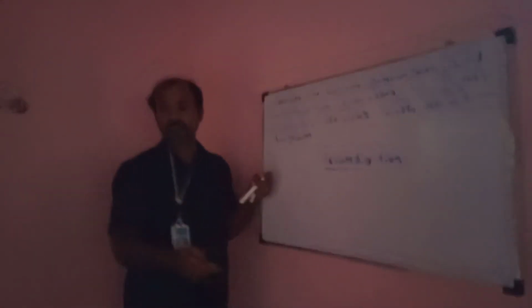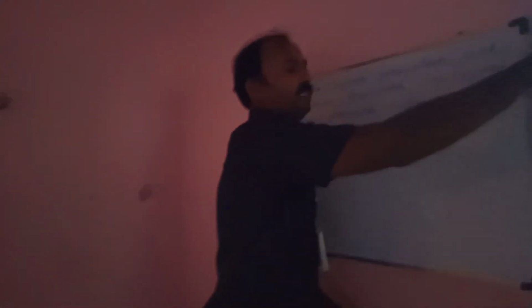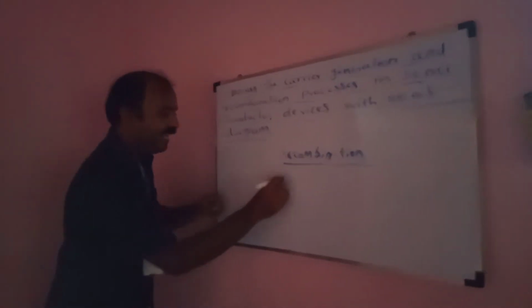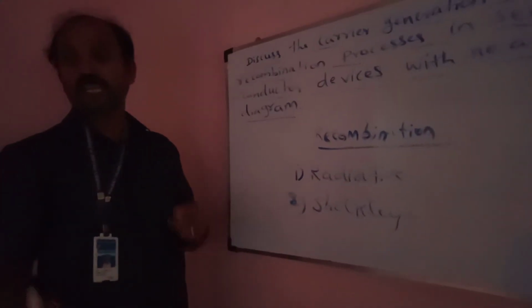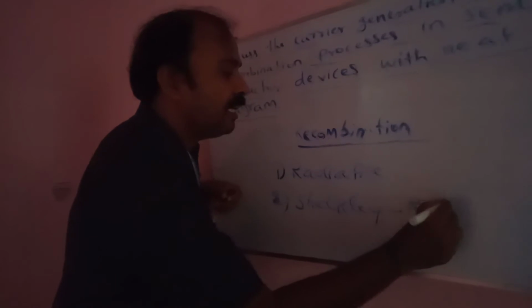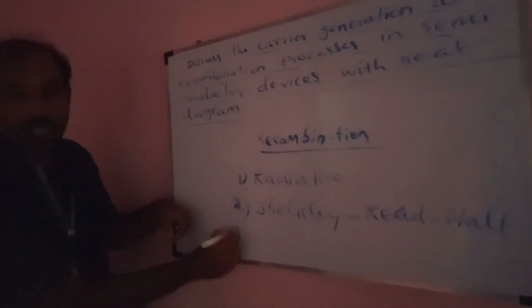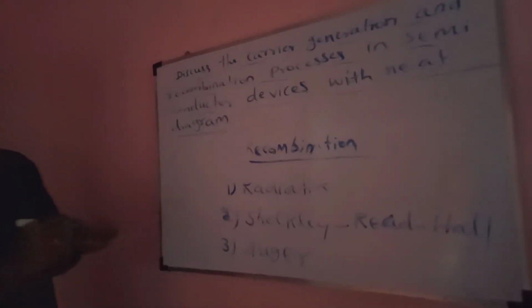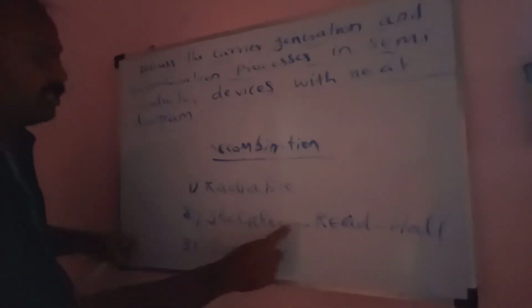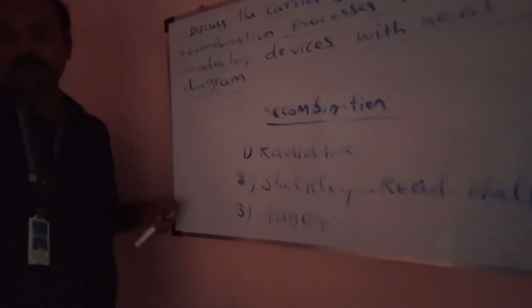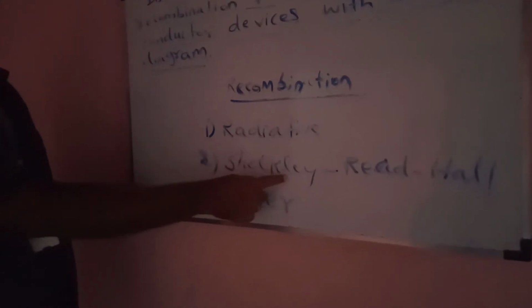Then this recombination takes place by three methods. The first is radiative recombination. The second is Shockley-Read-Hall recombination. The third is Auger recombination. Radiative, not radioactive. Radiative, Shockley-Read-Hall recombination, and Auger. So these are the three methods of recombination.